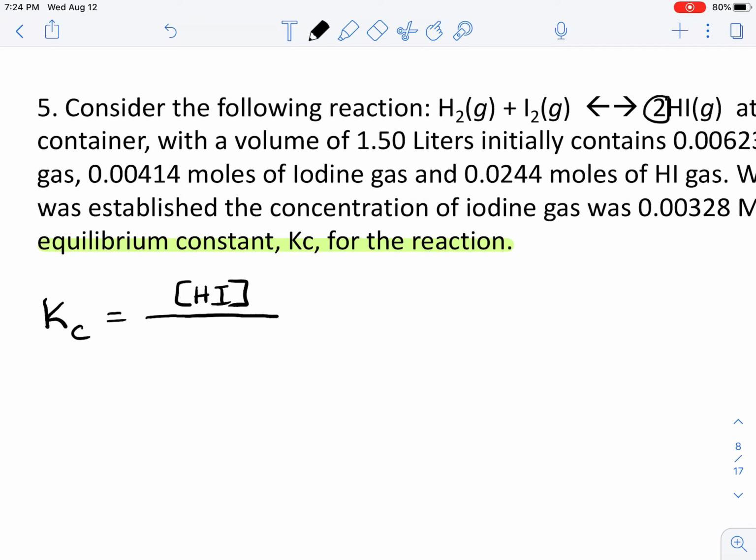So I have the concentration of HI. In this case, it's going to be raised to the 2nd power because I have a coefficient of 2, divided by the concentration of H2, hydrogen gas, raised to the 1st power, times the concentration of I2 raised to the 1st power. Once again, there's a coefficient of 1, a coefficient of 1, and a coefficient of 2. That's where I'm getting those powers from. And since we're using the equilibrium constant Kc, we know that all of these concentrations reflect equilibrium concentrations.